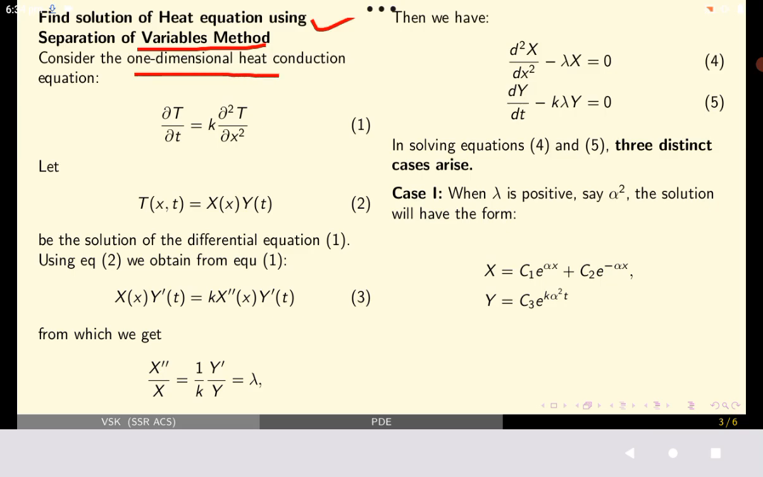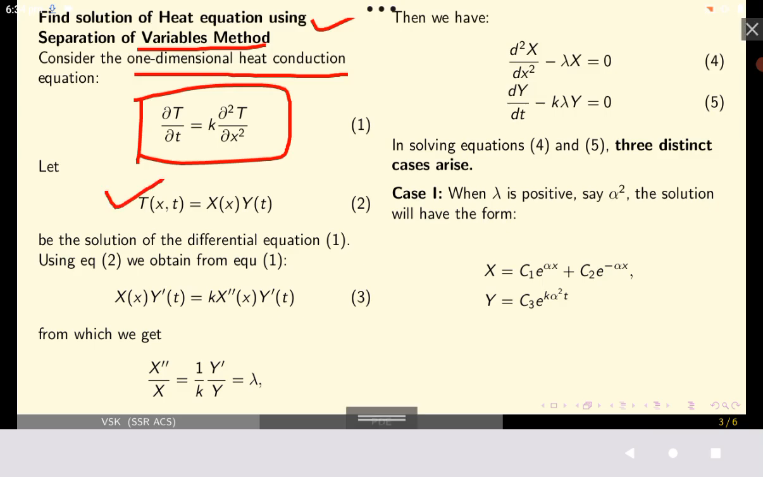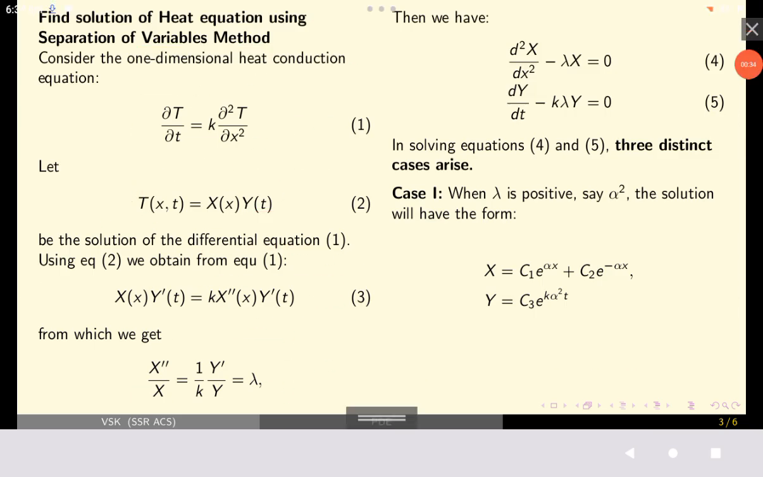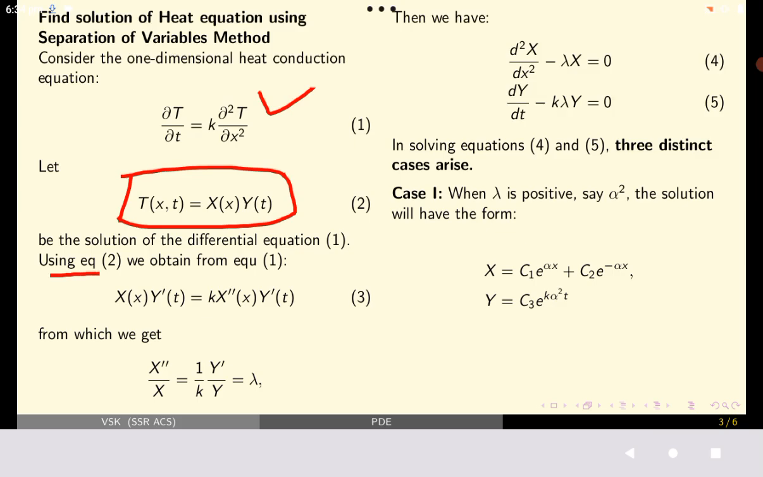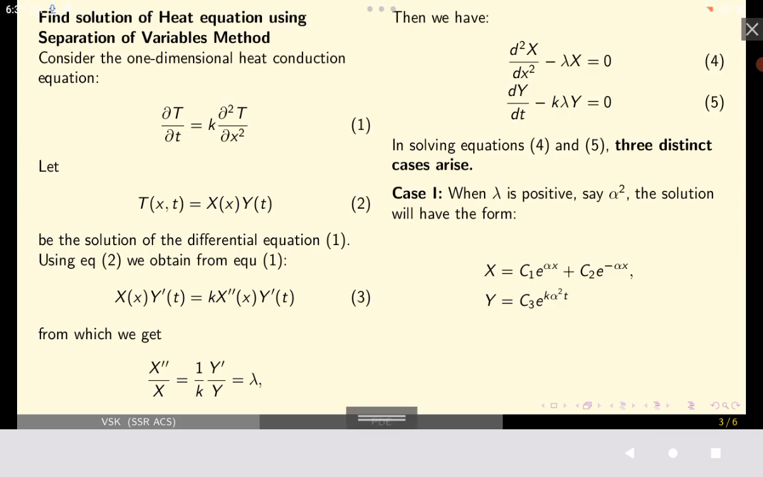For this, consider the one-dimensional heat equation, which is given by this. Now let u(x,t) = X(x)Y(t) be a solution of the differential equation. That is, we are supposing that for this differential equation, the solution is of this form. Now using equation number 2, we obtain from equation number 1, that is, putting these values of u, X(x) and Y(t) over here, we'll obtain these two values.